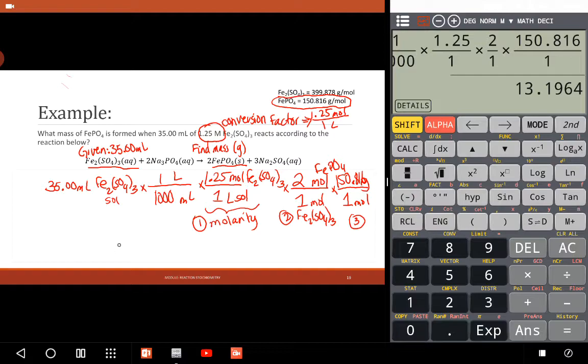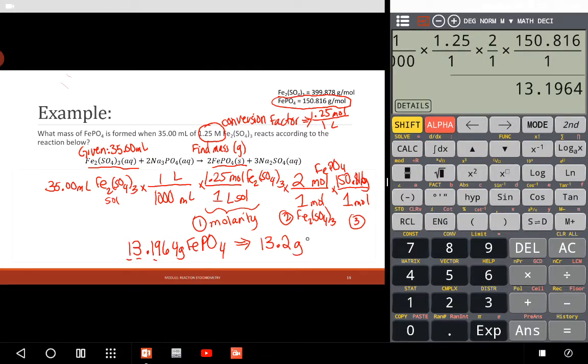And so that tells me my answer is 13.1964 grams of FePO4. How many sig figs do I need? That had 4, that had 3, so I'm going to keep 3. And I'll round that to 13.2 grams of FePO4.